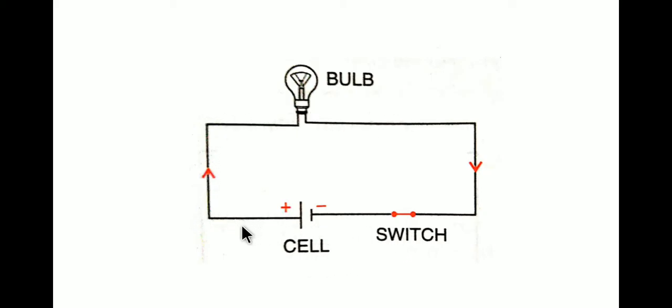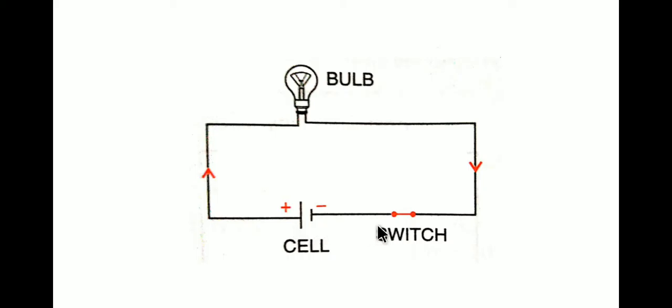And when the switch is closed, that is the circuit is connected, then the current would pass through and the bulb would glow and it will return back to the negative terminal of the battery or the cell. So this is a simple electric circuit.